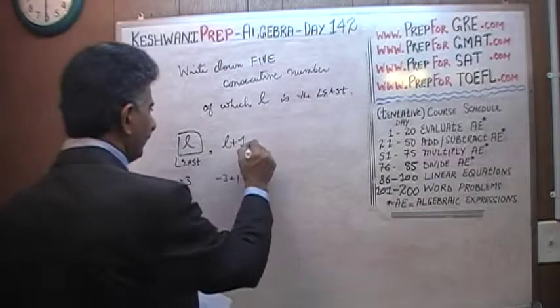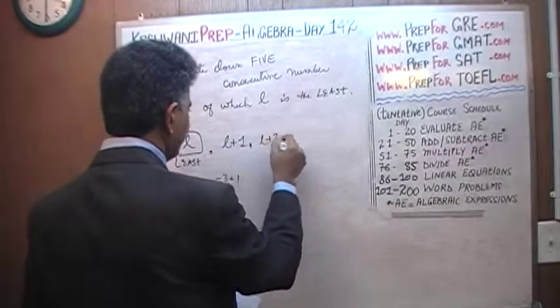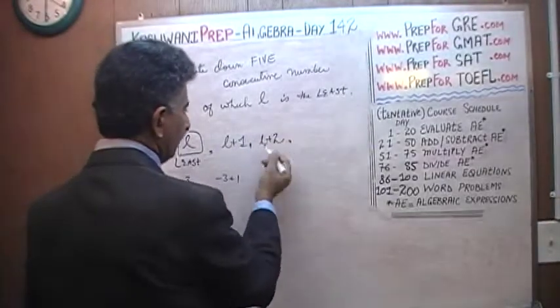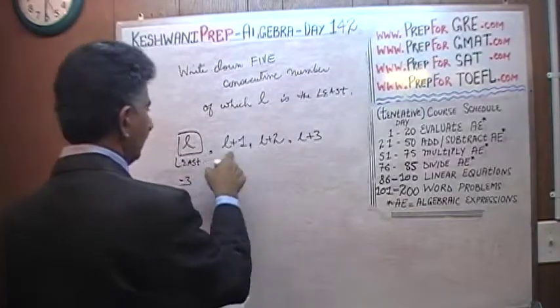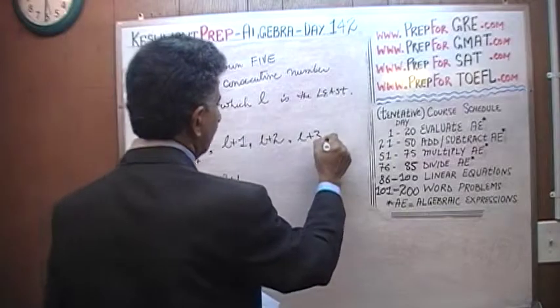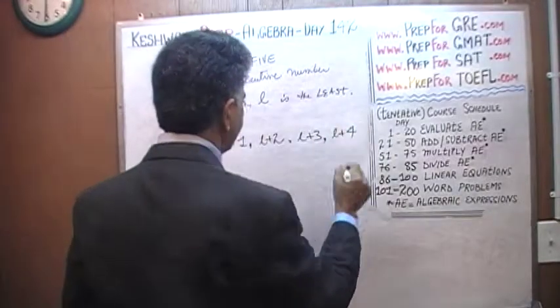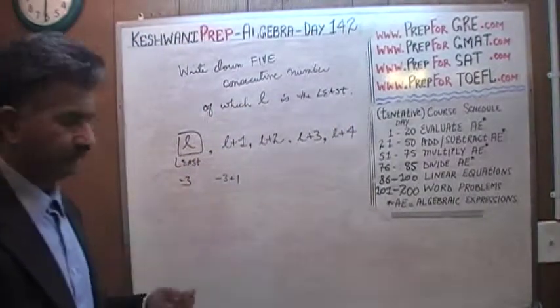The one after that is going to be L plus 2, one more than this guy. The next one is going to be one more than this guy, L plus 3. How many do we have? 1, 2, 3, 4. We need 5. That's it. There you go. That's our answer.